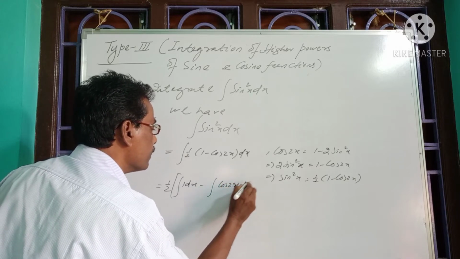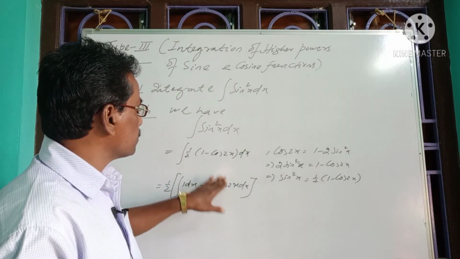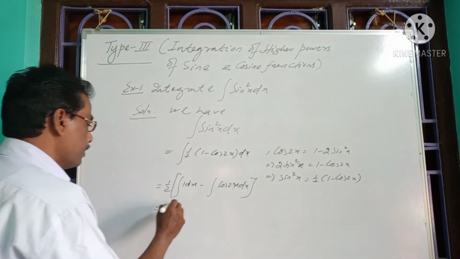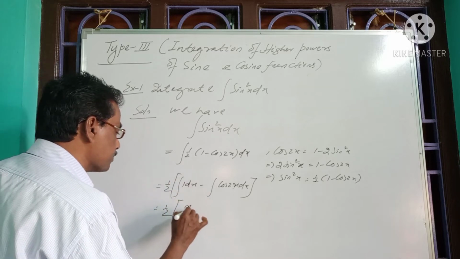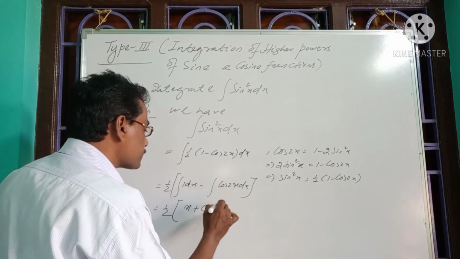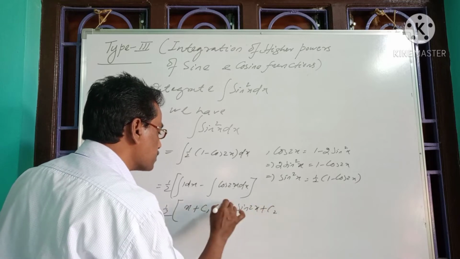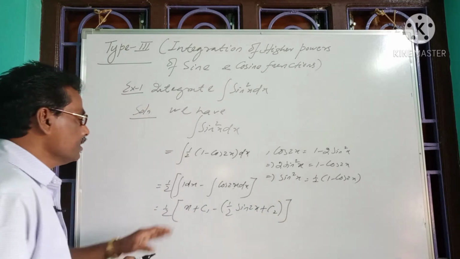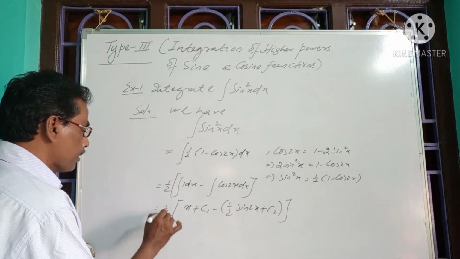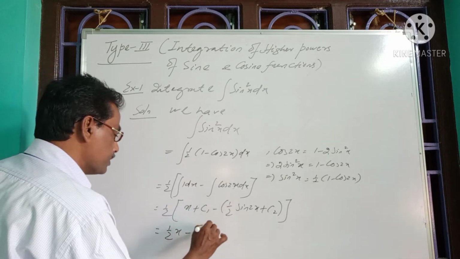Now see, both the integration of 1 with respect to x and the integration of cos 2x with respect to x are integrable. So now integrating, we have half into integration with respect to nothing but x plus c1, where c1 is the constant of integration, and integration of cos 2x is 1 by 2 sin of 2x plus c2, the constant of integration. So now we have already completed the integration. Now simplifying, we can write the final result, that is multiplying half, we have half into x minus 1 by 4 into sin of 2x.